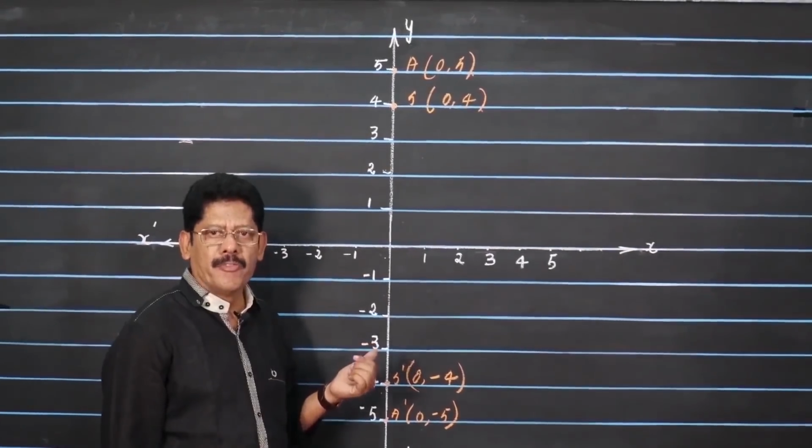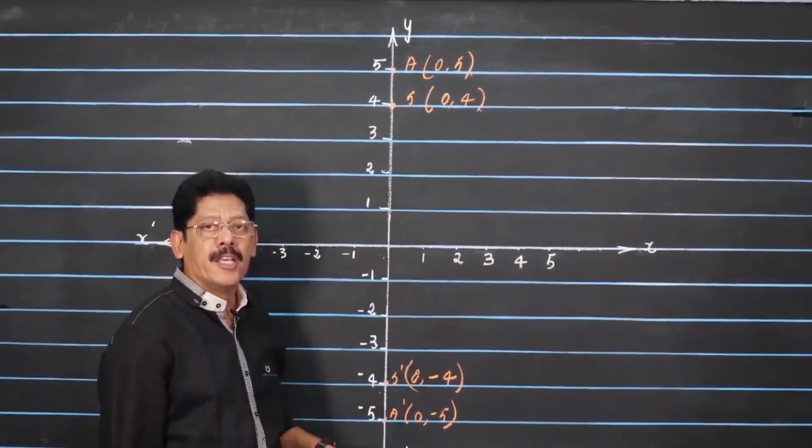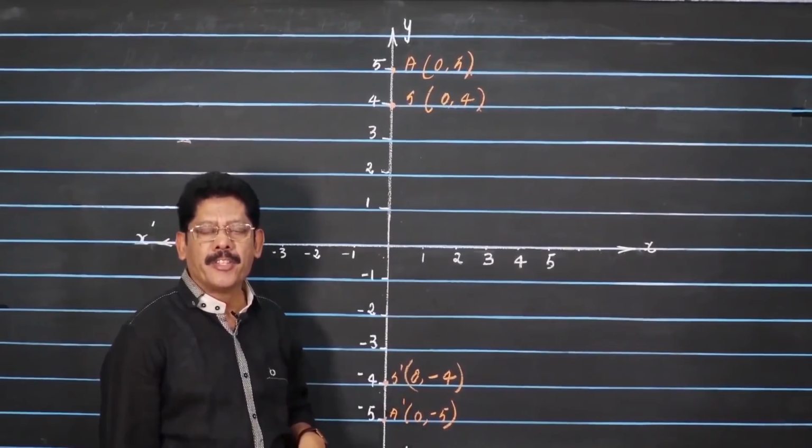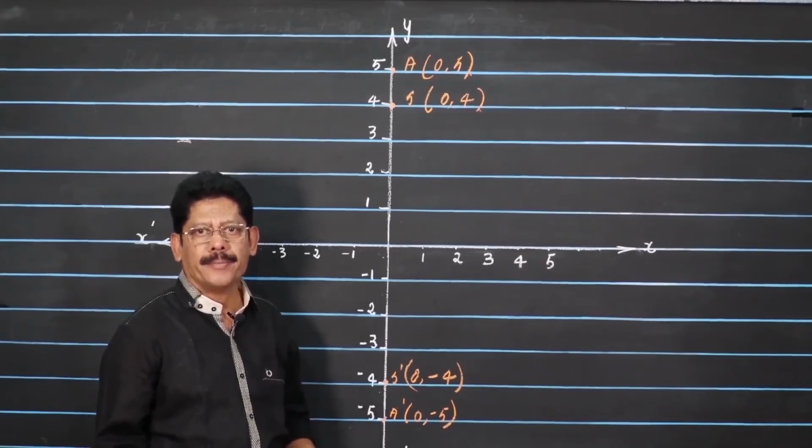The equation of the ellipse with its major axis along y-axis is of the form x minus h the whole square divided by b square plus y minus k the whole square divided by a square is equal to 1.